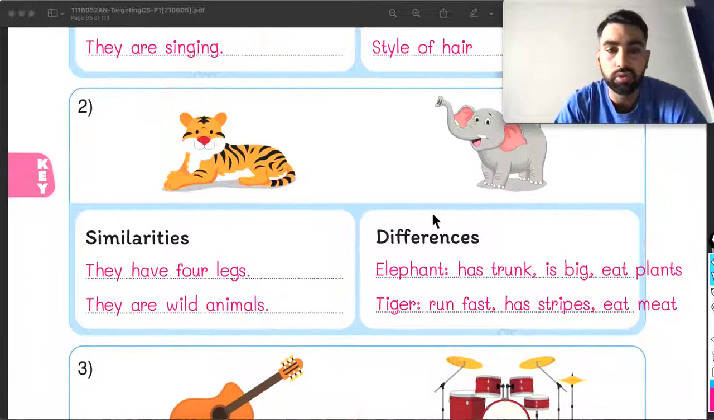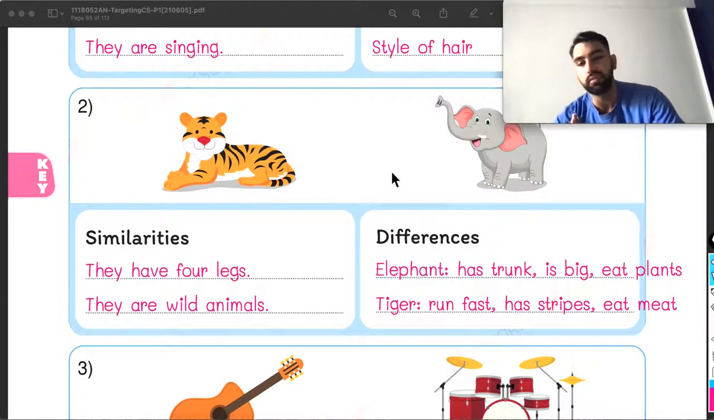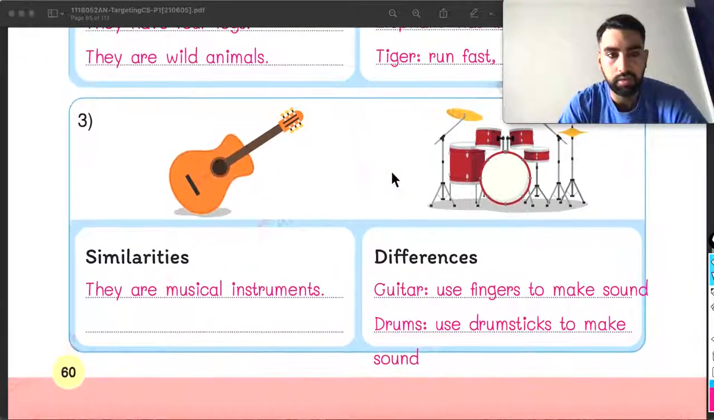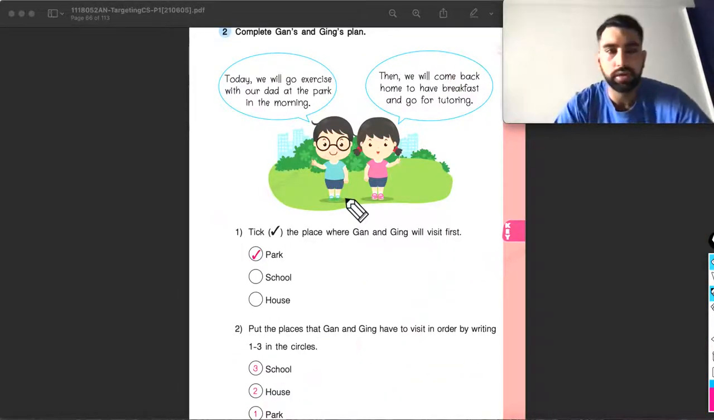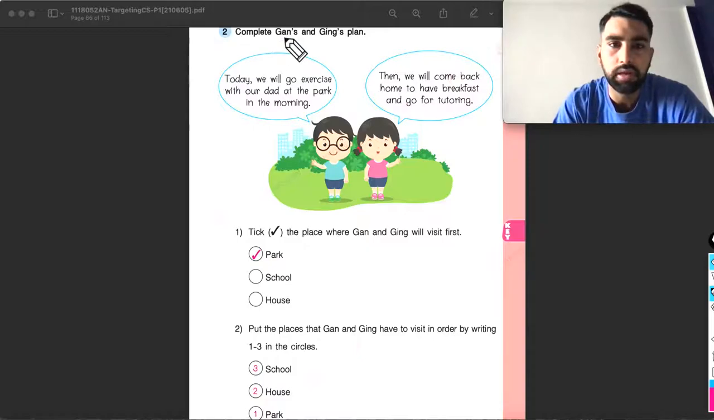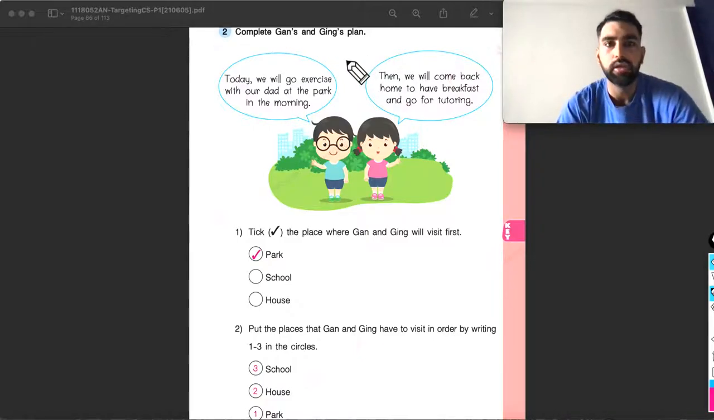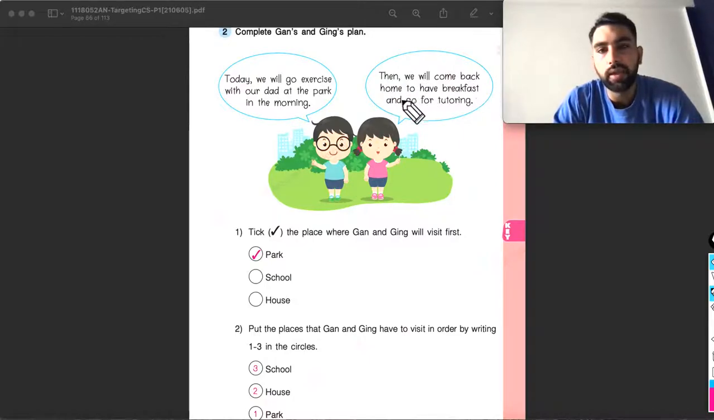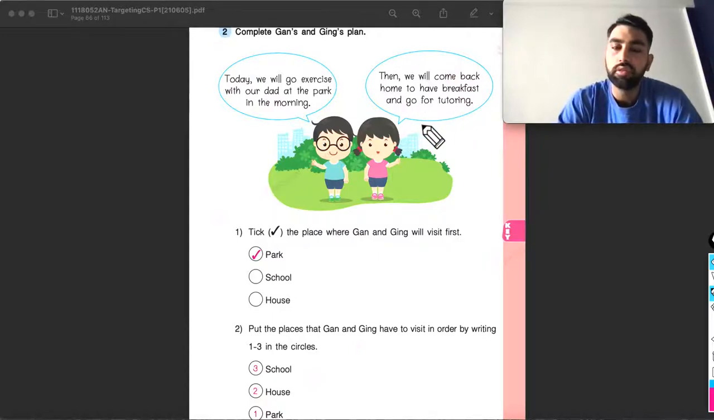You have to do the same as well. What is the same, what is the difference? And this one is number 3. All right students, this second part is to complete Gang's and Ging's plan. This is Gang and this is Ging. Today we will go to exercise with our dad at the park in the morning, he says. And the girl says, then we will go back home to have breakfast and go for tutoring.